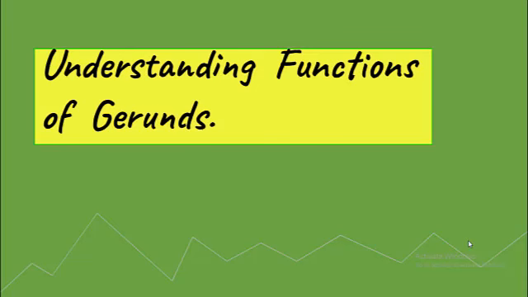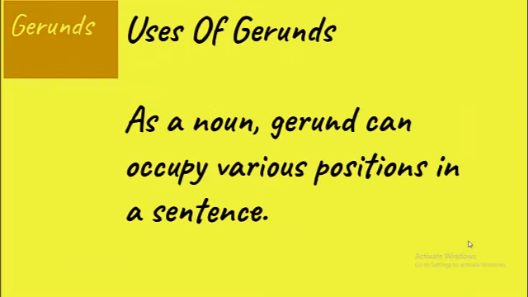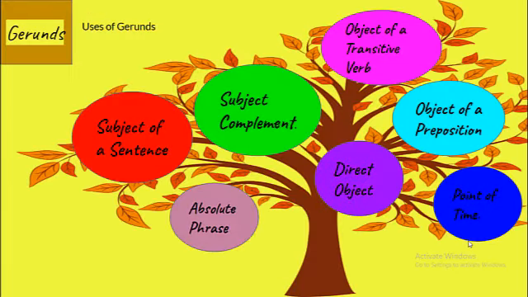What are the uses of gerunds? Let's get started. Whilst understanding functions of gerunds, we have certain uses we must know about. Gerunds can be used as a noun. Gerunds can occupy various positions in a sentence. A noun can come in the start, in the middle, and in the end of a sentence. Here we have subject of a sentence, subject complement, object of a transitive verb, object of a preposition, point of time, direct object, absolute phrase.